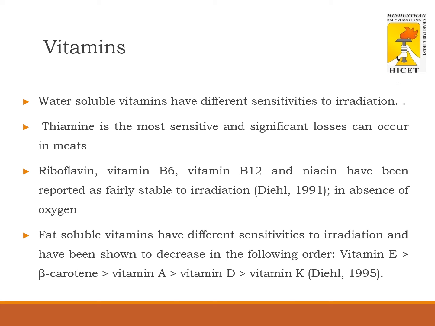The water soluble and the fat soluble vitamins in the foods have different sensitivities to irradiation. Thiamine, riboflavin, vitamin B6, B12 and niacin in the absence of air have reported fair stability to irradiation. The fat soluble vitamins have the following decreasing order of sensitivity to irradiation. Vitamin E has higher sensitivity whereas vitamin K has lower sensitivity to irradiation.